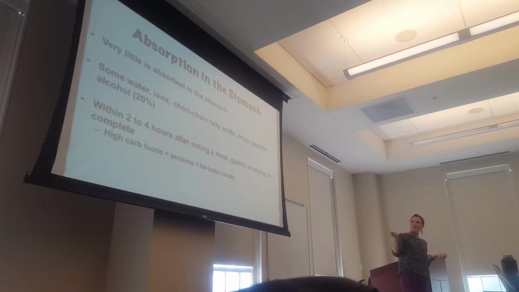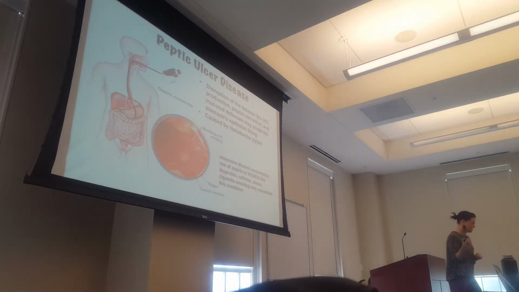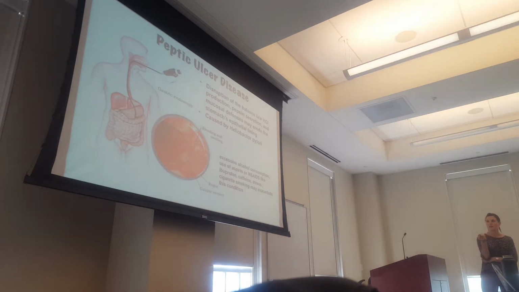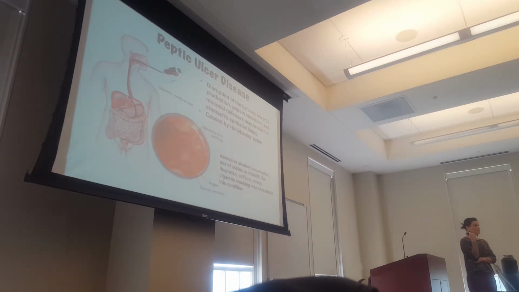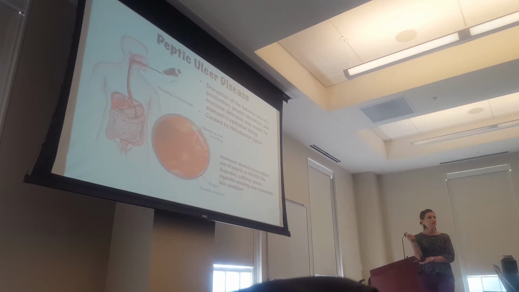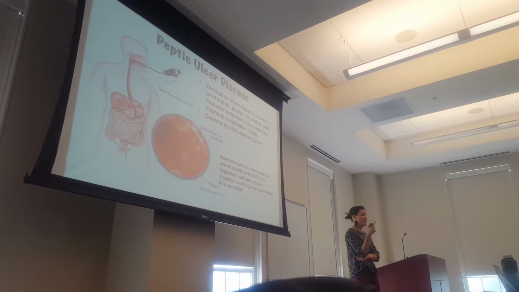All right. And then high carb foods spend the least amount of time in the stomach. Protein rich foods are moderate, and high fat foods spend the most amount of time in the stomach. All right. So just give me a few minutes to go over some of the diseases that can be caused. So one is peptic ulcer disease. So these are ulcers that you develop in the actual lining of the stomach itself. What do you think causes ulcers in the stomach? Acid.